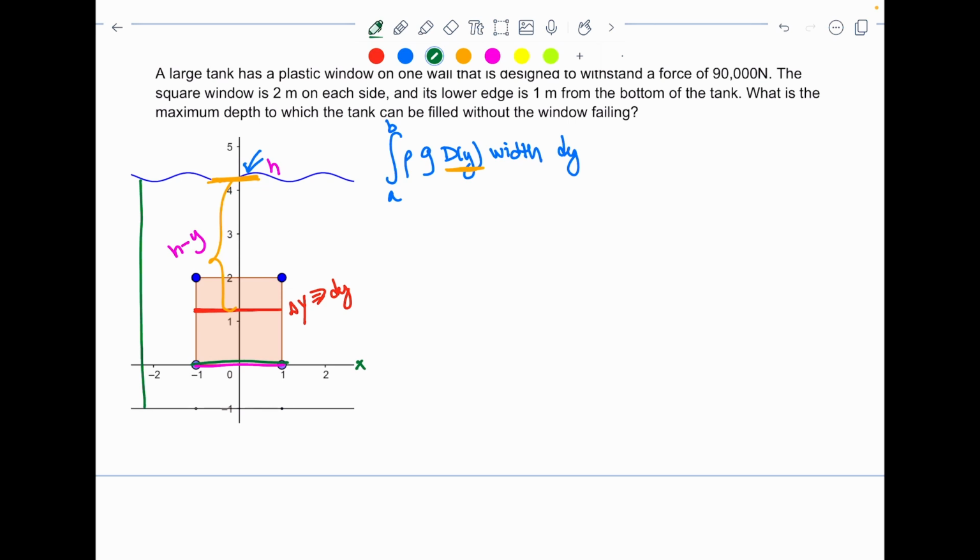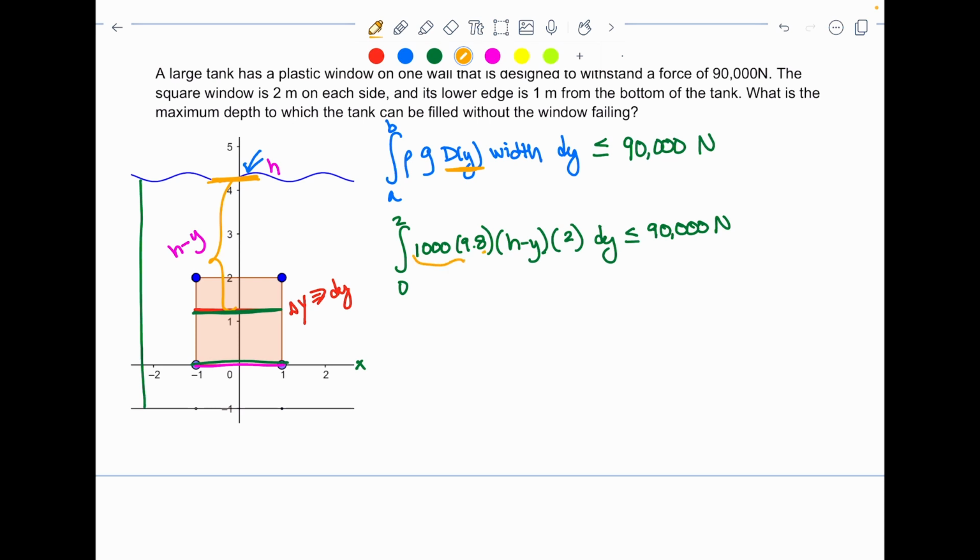One thing to note, I know I want the total force on this particular window to be less than or equal to 90,000 newtons. So let's start plugging things in. The absolute lowest my slice can be is when y equals 0. The highest my slice can be is up there at y equals 2. I have density of 1,000. I have gravity of 9.8. Remember, I have my distance function, and I have the width. This width of every single slice is just 2 meters. And this total force has to be less than or equal to 90,000 newtons.